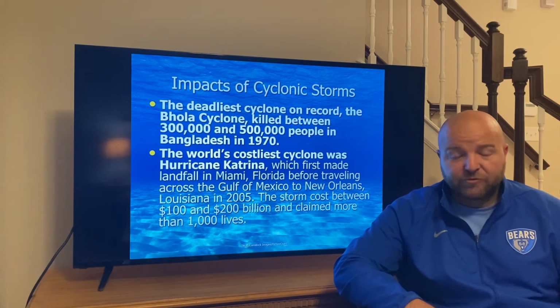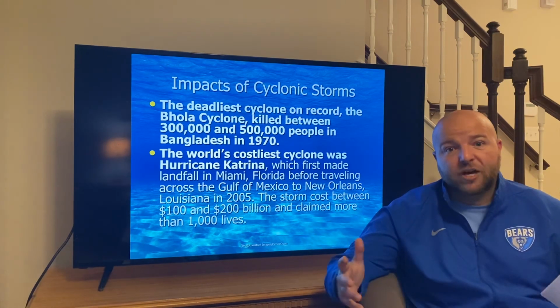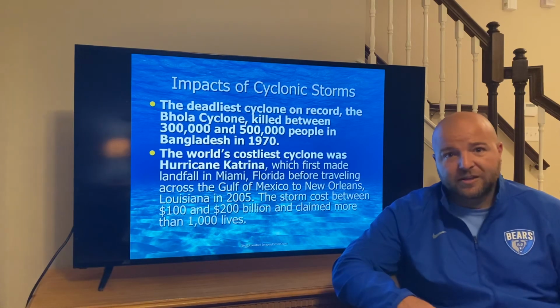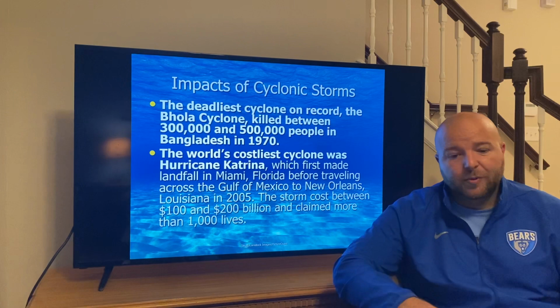Just fascinating, but in a truly tragic way, the power that these storms have. So we're going to spend some time the rest of this week talking about these kinds of storms.